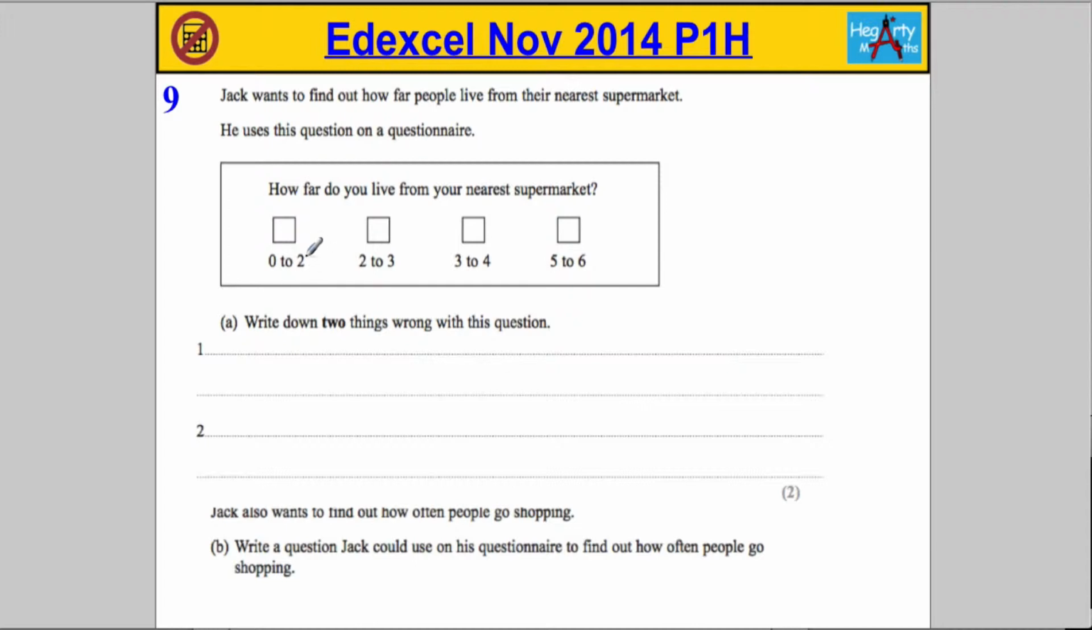What could we say? Well, first and foremost, he's asking about how far, and there doesn't seem to be any mention of units here. So we've got no units. In other words, 2 meters, 2 miles, 2 hours. So that's one of the things that we could write.